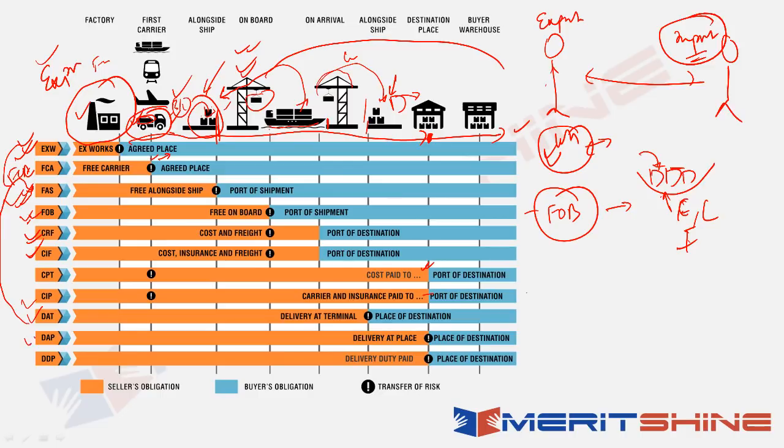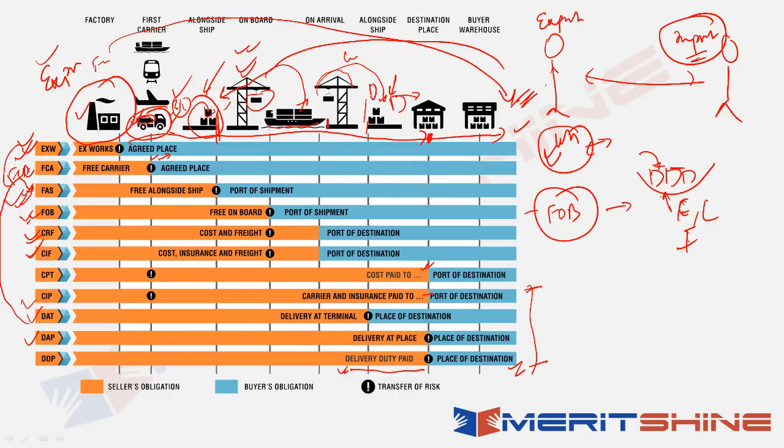Then finally is delivery at place. This guy ships it all the way to your place, and then delivery duty paid. Here, if you look at all these terms, what is the difference? In this also it is delivered to the destination, and delivery duty paid is also delivered to the destination. But what is the difference here?